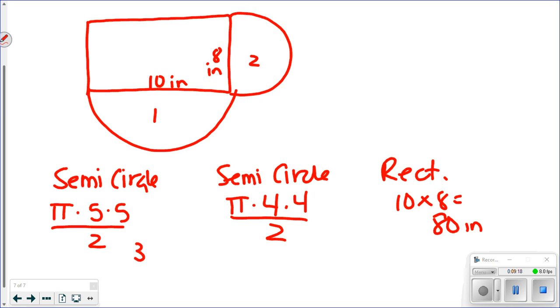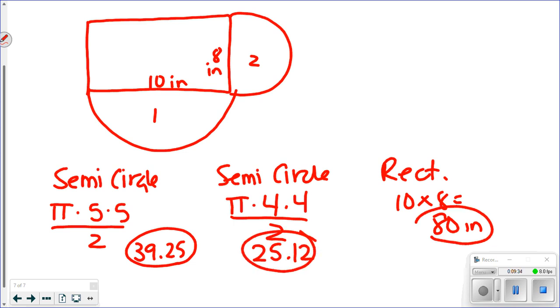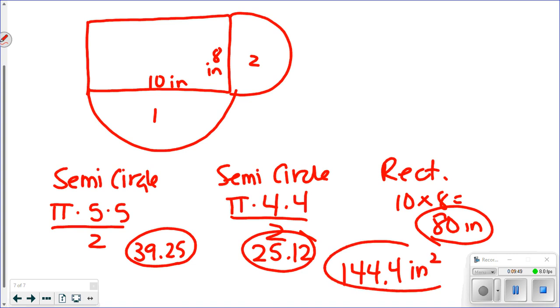This would be 39.25. Okay. The other one is 25.12. So I'm going to take all these things and combine them together. And I got 144.37. I'm going to round to the nearest tenth, inches squared.